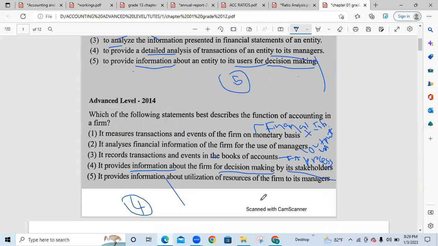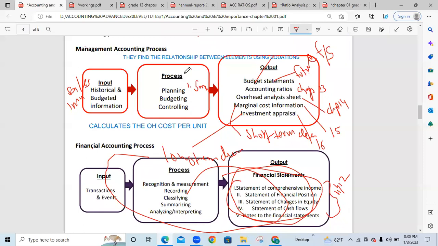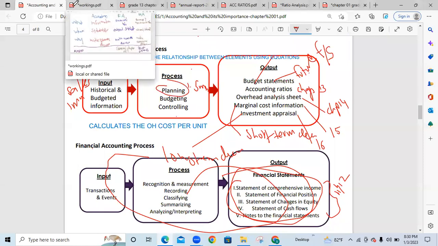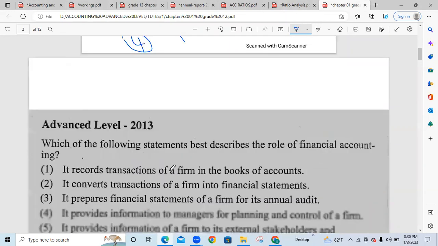Provide information for the utilization of resources of the firm to its managers. Guys, you are providing information about it. It can be the process of management accounting. Like you are providing for the utilization of resources. In order to use the resources properly, you have to plan, budget, and then only you can give output. So you can say it's a management accounting process. You understand? So, guys, the most accurate answer is fourth one.